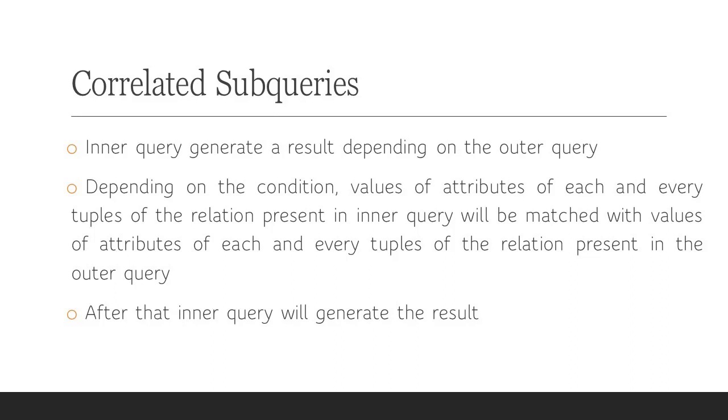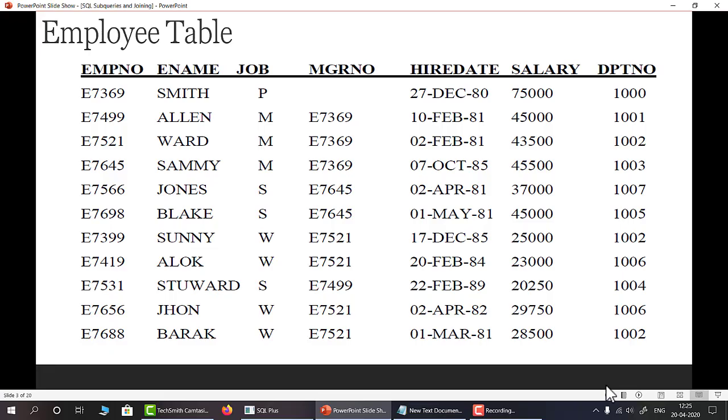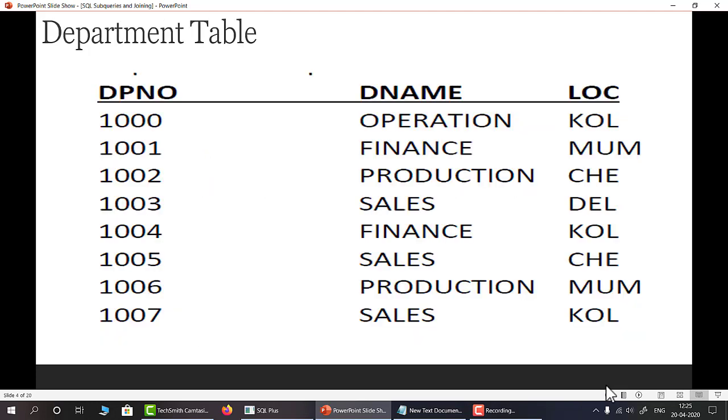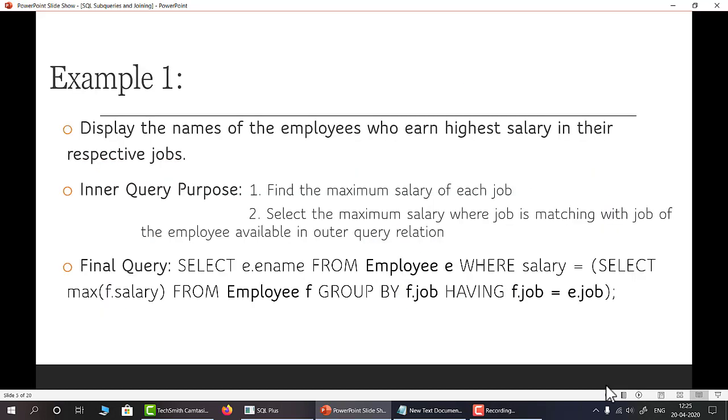To understand this better, let us take some examples of correlated subqueries. For this, we are going to use the employee table as before. We have already discussed what the employee table is and what its contents are. And we are going to use the department table, same as in the previous videos. So the first example is: display the name of the employee who earns the highest salary in their respective job.